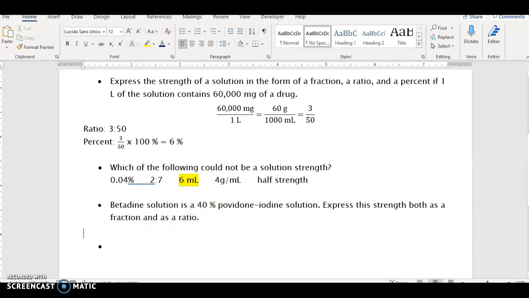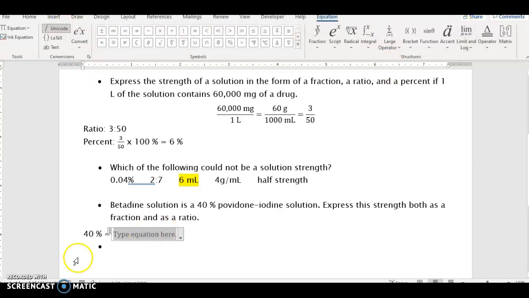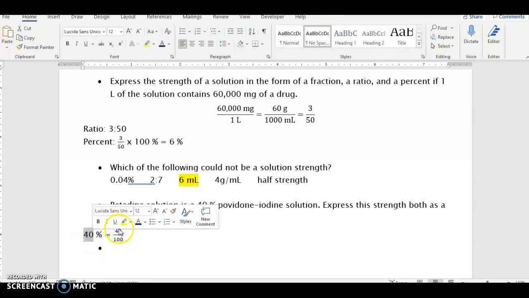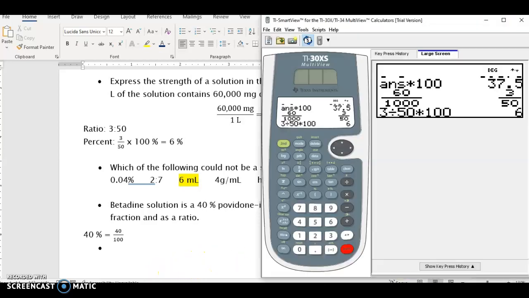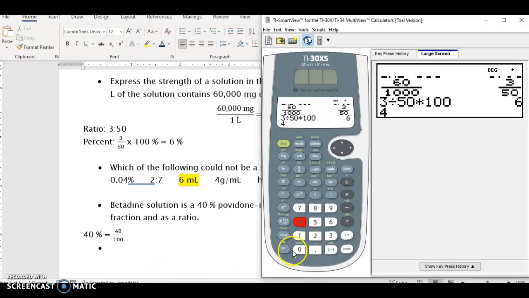You may remember that when you write any percentage as a fraction, the number that's in front of the percent symbol becomes the numerator of the fraction. So 40 goes in the numerator, and 100 is the denominator. For any percent, the number before the percent sign goes in the numerator, and the denominator is always 100. Once we have this fraction, 40 over 100, we need to simplify it. You can simplify it by hand, or on your calculator, if your calculator can handle fractions.